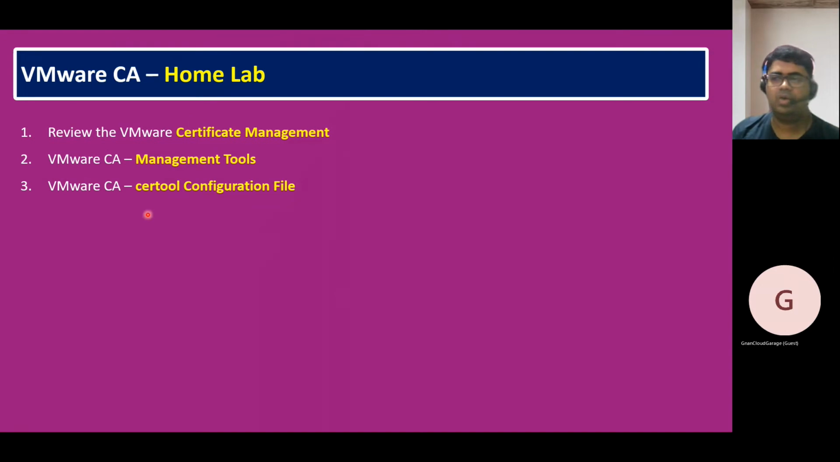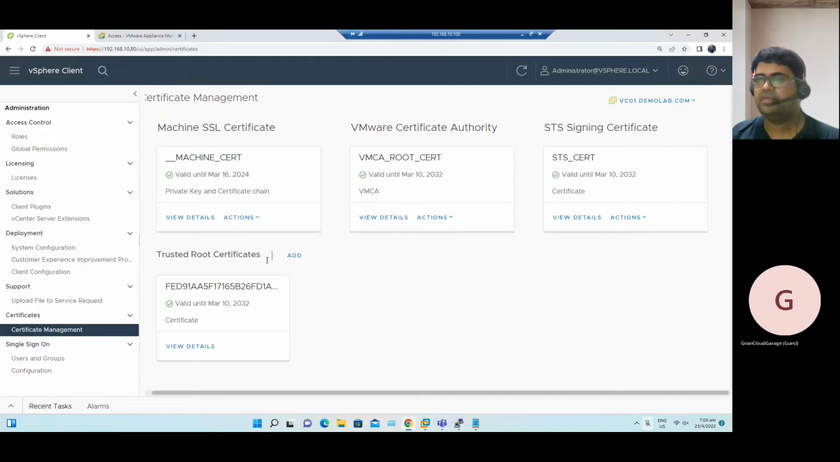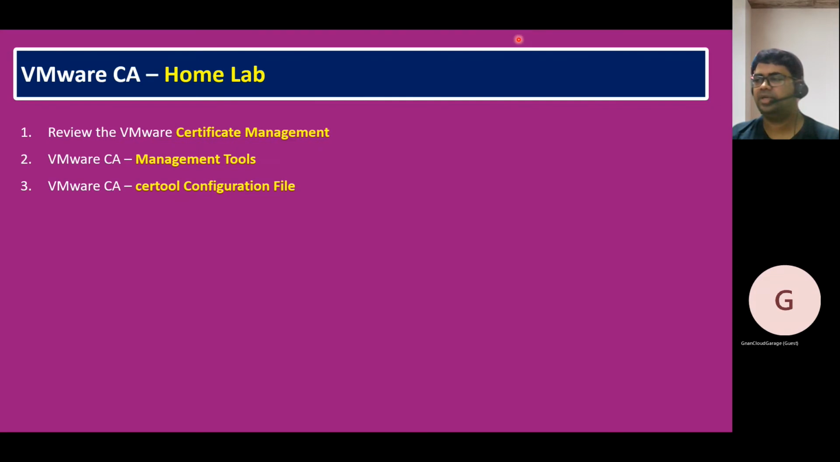And now we'll do the home lab. In the home lab, we review the VMware certificate management. We know how we can verify the certificate management. We can verify it by logging in to vCenter and opening certificate management. This is how we can review the certificate management.